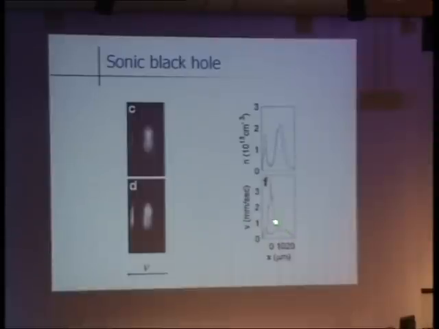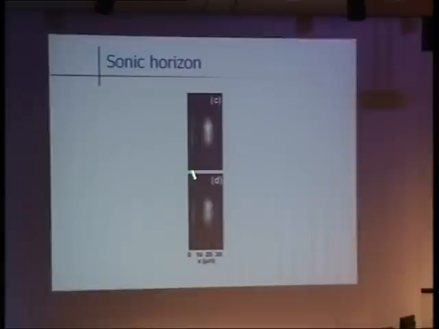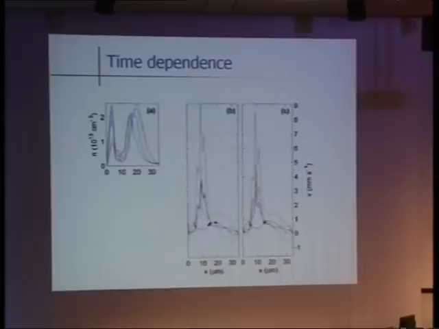Now we see that the red line, the flow speed, equals the speed of sound at this point here. So that's analogous to the event horizon of the black hole. Here's showing on the images where the event horizon is. The green line is the point where the speed exceeds the speed of sound. Now, in the future, one would want to use this system to measure Hawking radiation.